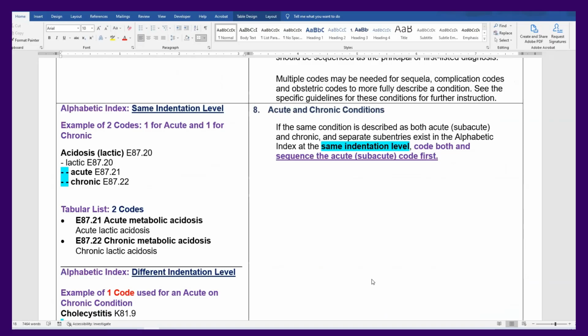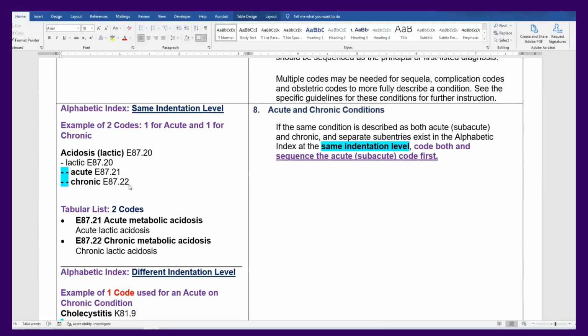So moving on to acute and chronic conditions. This says if the same condition is described as both acute and chronic, and separate subentries exist in the alphabetic index at the same indentation level, code both and sequence the acute, aka subacute, code first. So what does this mean, at the same indentation level? Let's look at acidosis and we'll go down to lactic. This is our first indentation here. And then underneath that, we have acute and chronic. And both of these are at the same indentation level, okay?